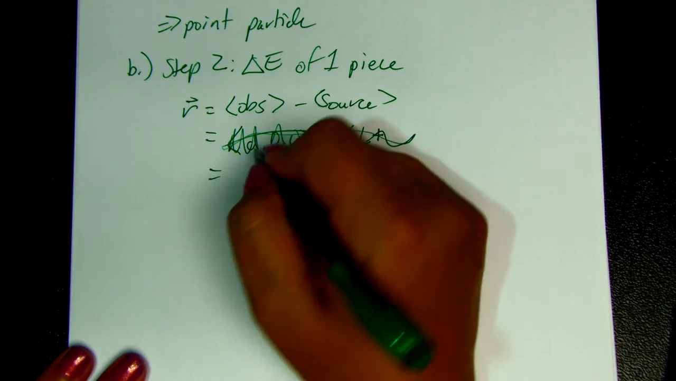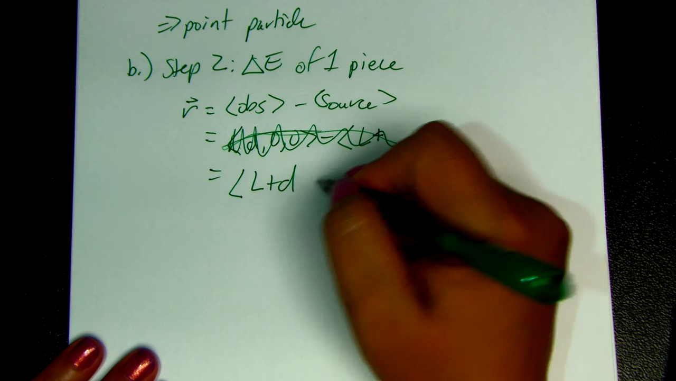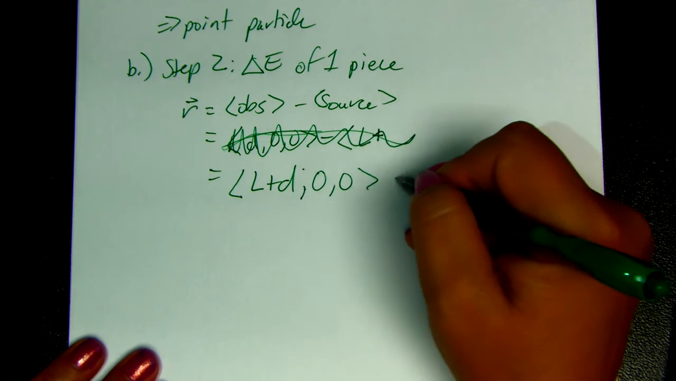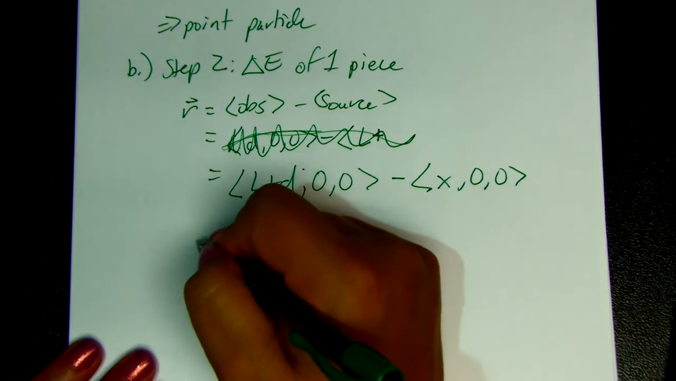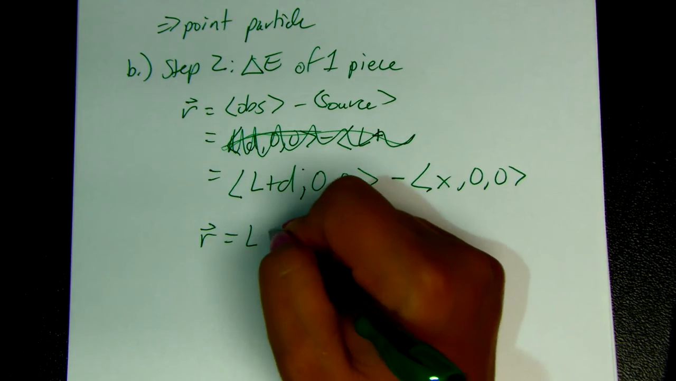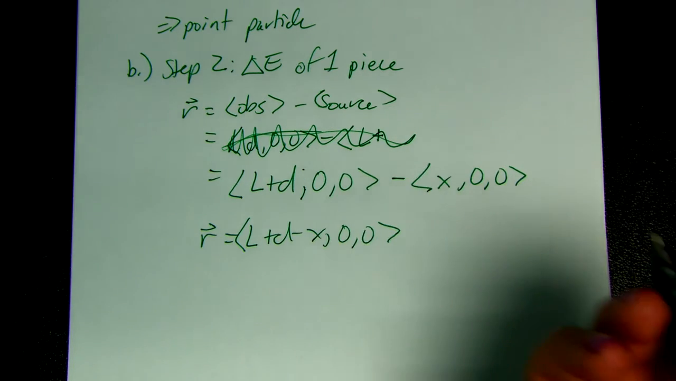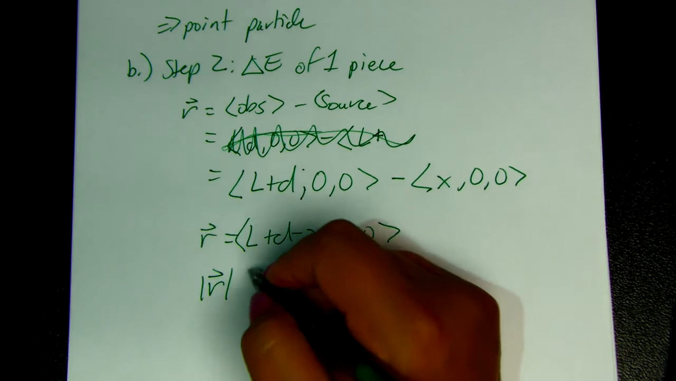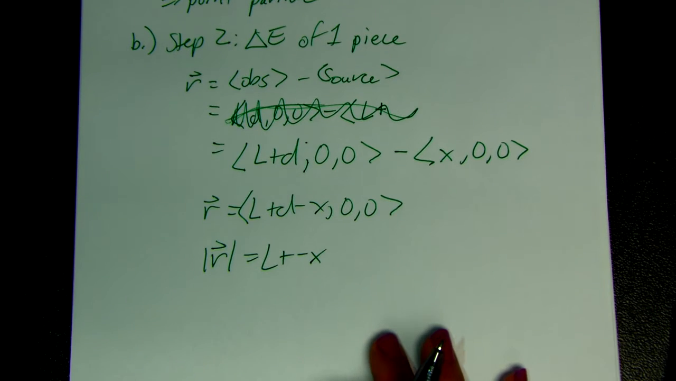This is equal to L plus D, (0, 0) minus x. And so we get that our r vector is equal to L plus D minus x. And at this point, I'm just going to go ahead and work in just the x components. So the distance is L plus D minus x, and I'm going to leave the vector off until the end.